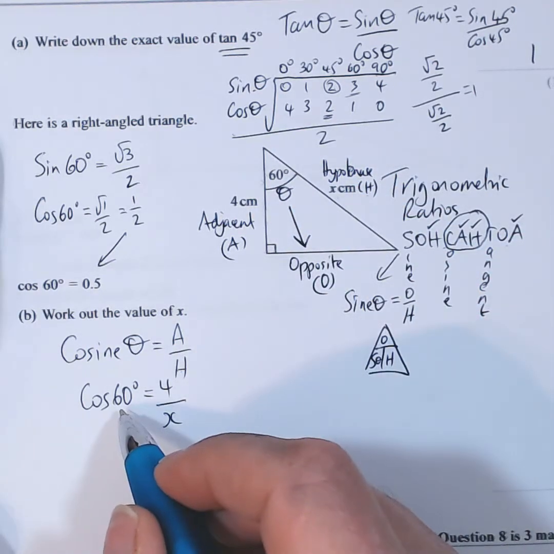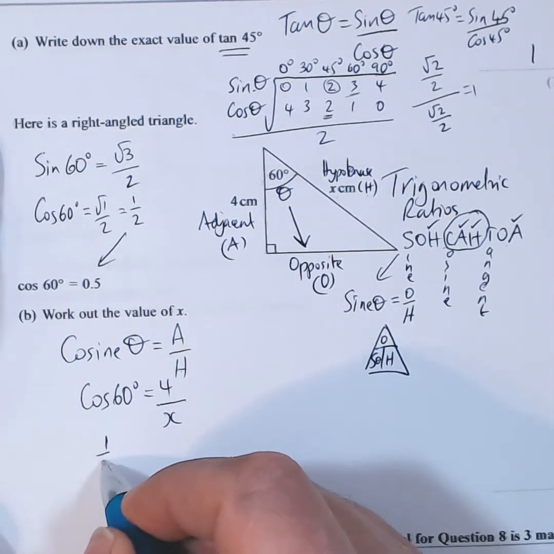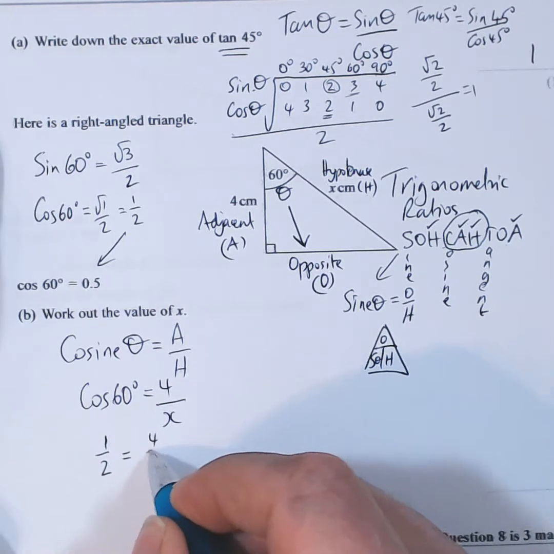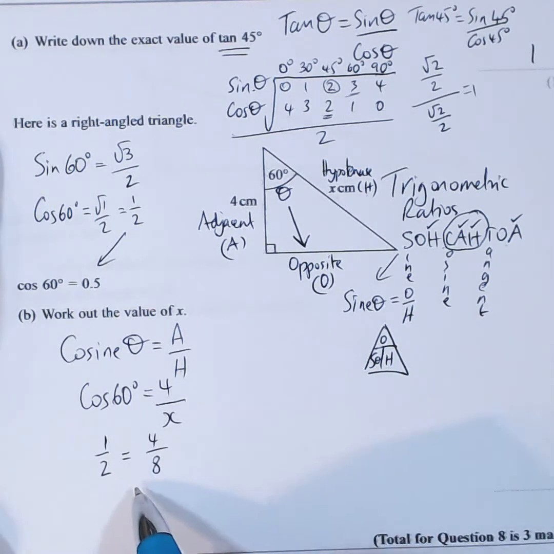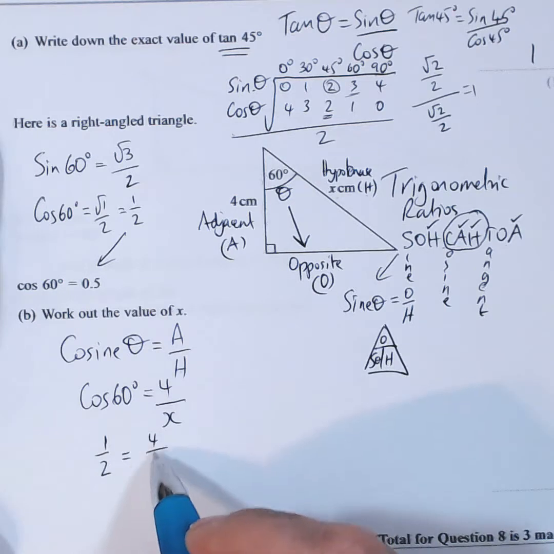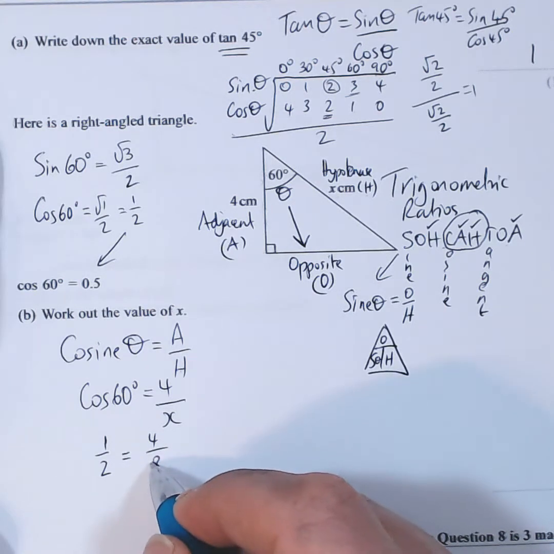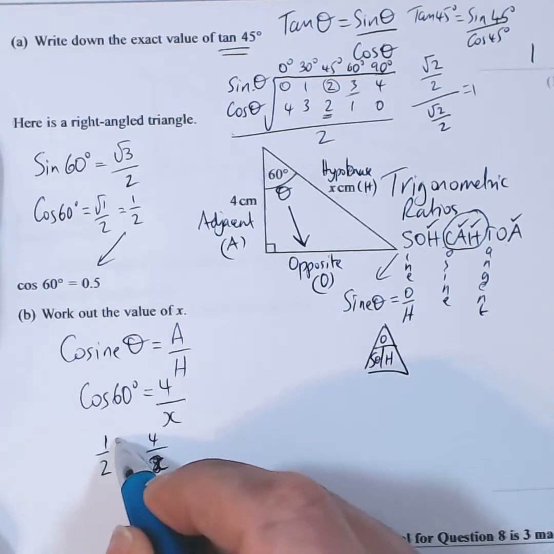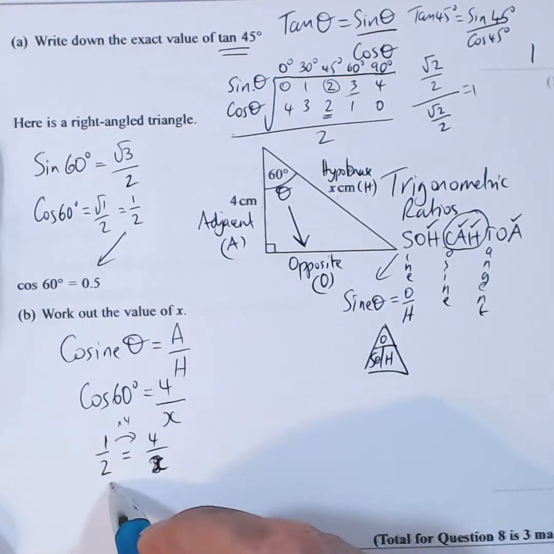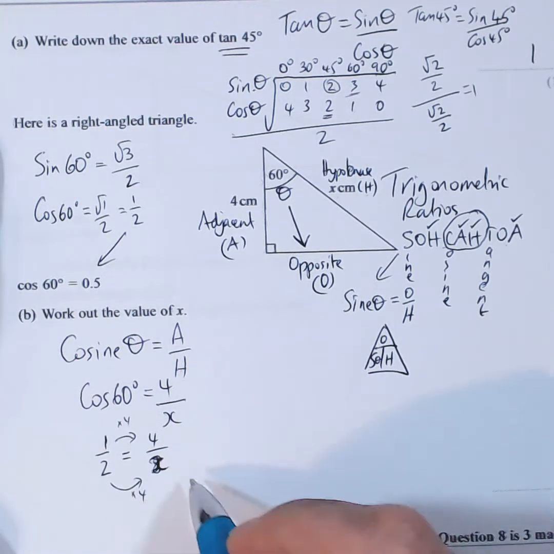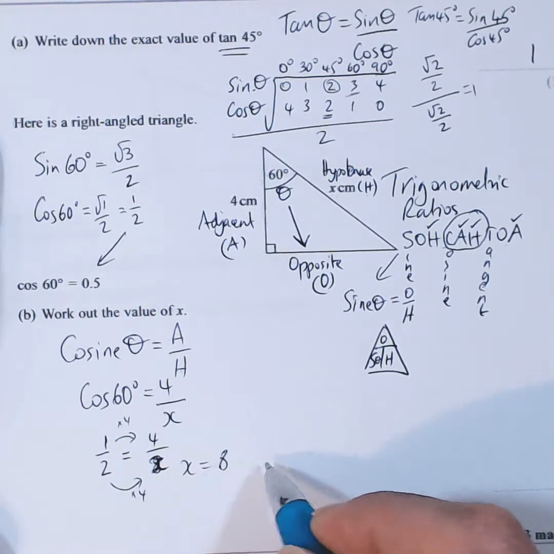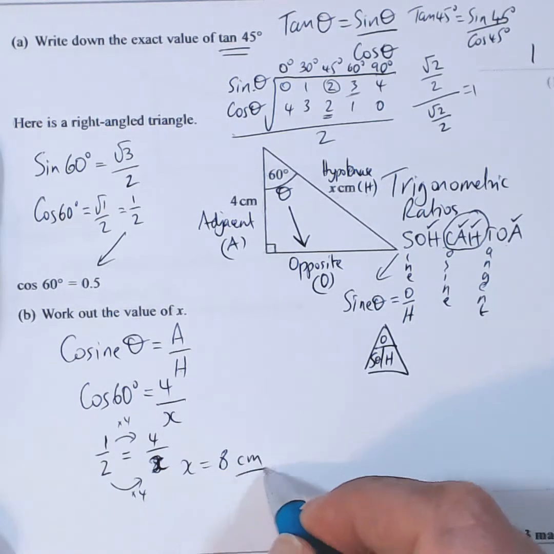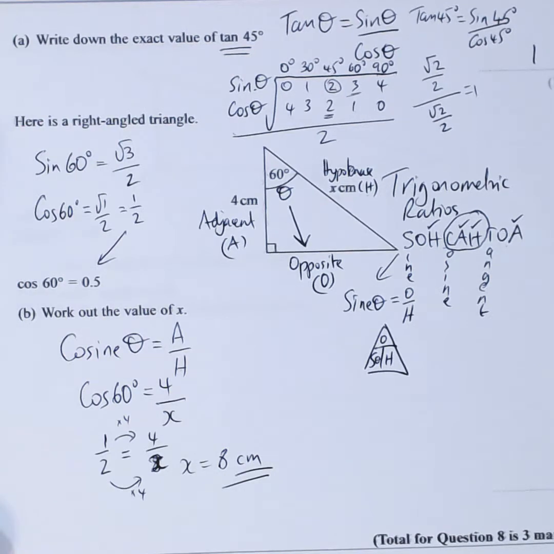Now they tell us that the cosine of 60 is a half, and that's 4 over x. So basically we've got a half equals 4 over x, and we know that to get that to become that we times by 4, so x must equal 8, and because it's in centimetres it'll be 8 centimetres. Okay, so that's how that question could be done.